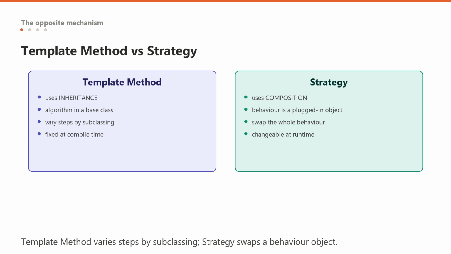So, template method: one fixed skeleton, variation by subclassing. Strategy: an interchangeable behavior, variation by swapping an object. Rule of thumb: if the overall structure is fixed and only steps vary, template method. If you need to swap the whole behavior dynamically, strategy.